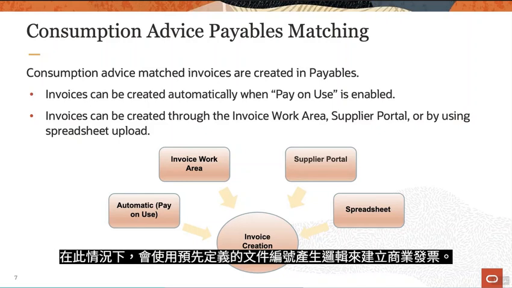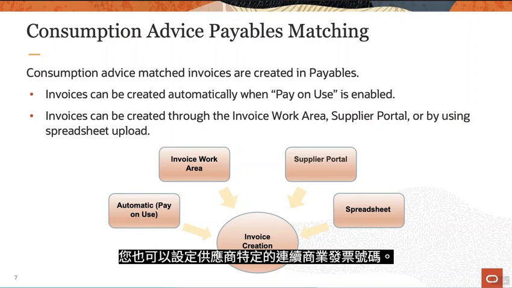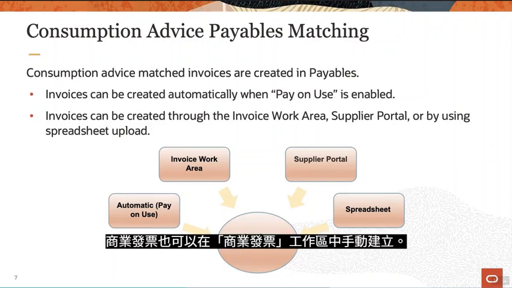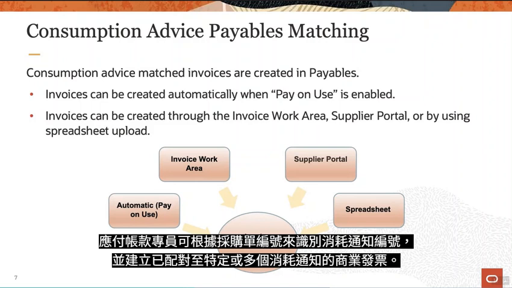In this case, the invoice is created using predefined document number generation logic. You can also configure gapless invoice numbers, which is specific to a supplier. Invoices can also be created manually in the invoice work area. The Accounts Payable Specialist can identify the consumption advice number based on the purchase order number and create invoices matched to specific or multiple consumption advices.